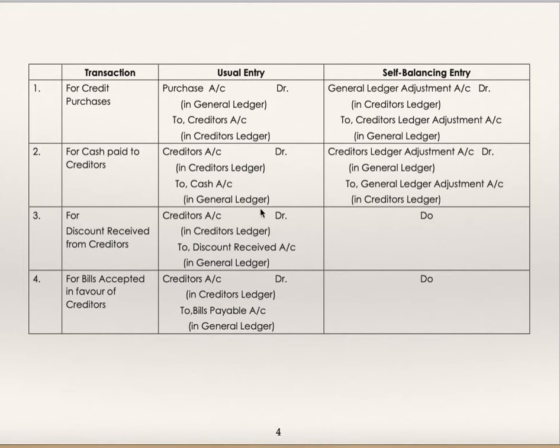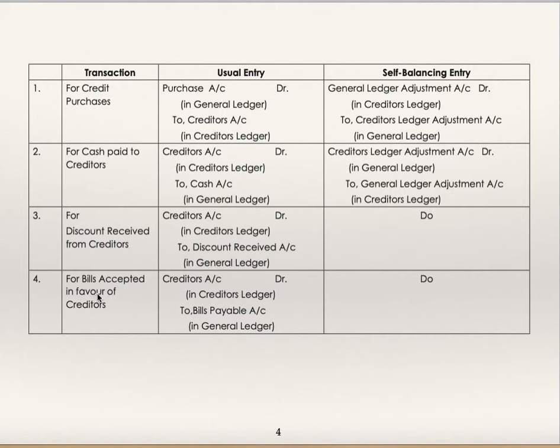Very simple to remember. For discount received from creditors, creditors balance will go down. So debit creditors, creditors account debit to discount received. Self-balancing entry, creditors ledger adjustment account debit to general ledger adjustment account. Accounts relating to creditors and suppliers are passed through creditors ledger adjustment account and remaining accounts like discount received, bills payable, etc. are passed through general ledger adjustment account.